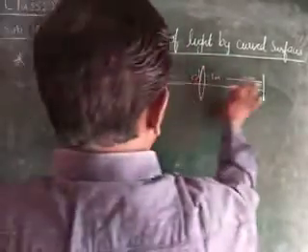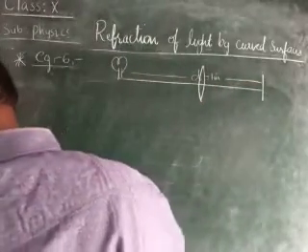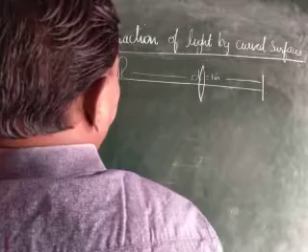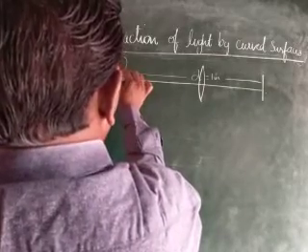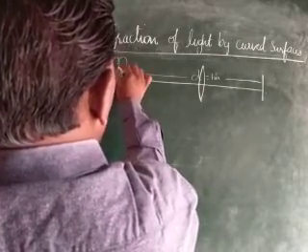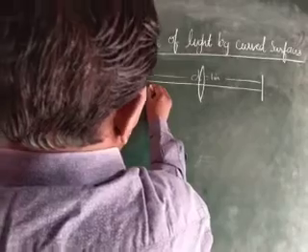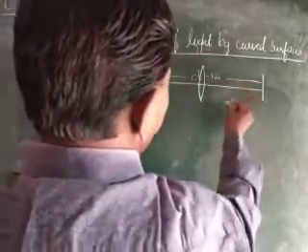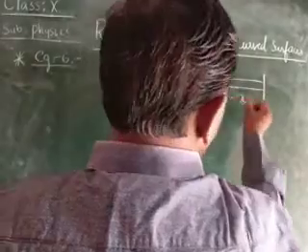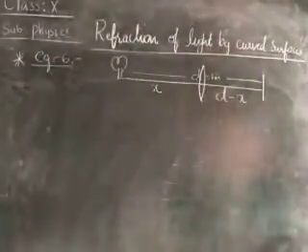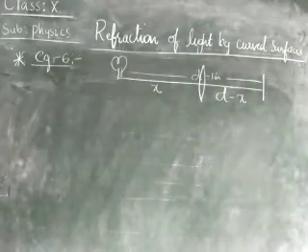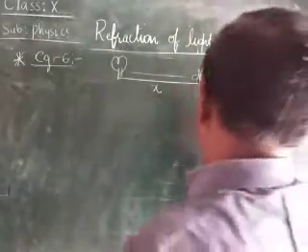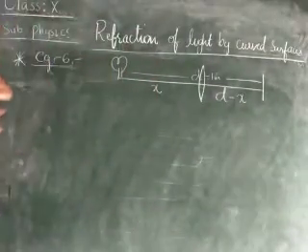Okay, total we are taking it as distance d, children. And from the object to the lens we are taking the distance as x. Then what will be the remaining, children? It will be d minus x. Okay, if this is x, then what is the remaining? It will be d minus x, children.